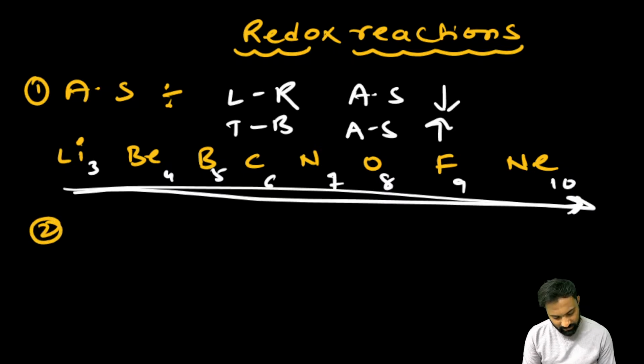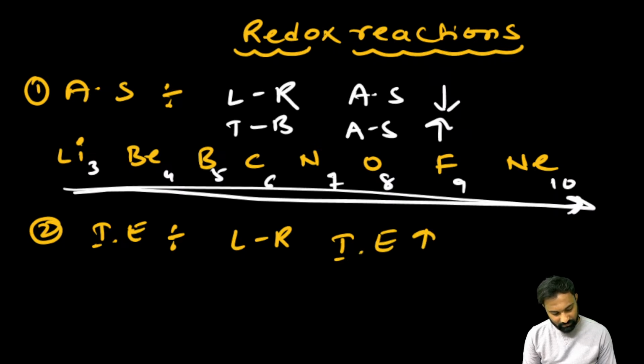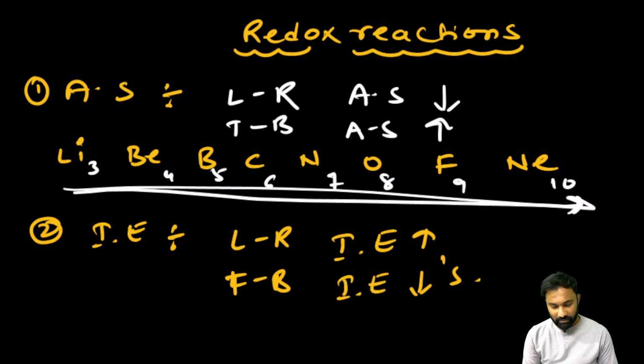Now the second basic, ionization energy. Ionization energy from left to right generally increases, and from top to bottom ionization energy decreases. Right? Ionization energy decreases. Next.